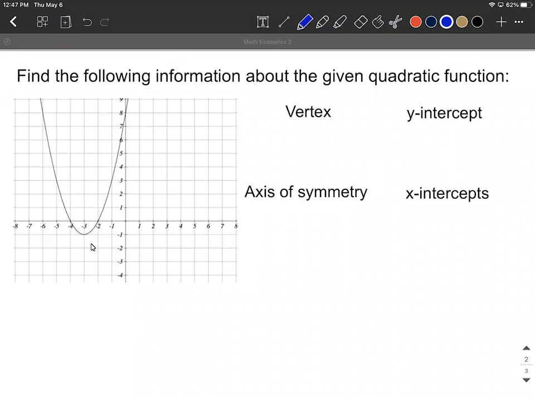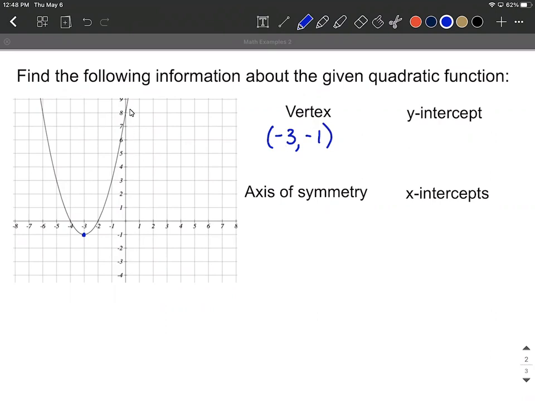The next thing is the vertex. Okay, the vertex is this very lowest point on the parabola. So identifying it's right about there, we need to make that into an ordered pair. So in this case, it's going to be 3 to the left, so -3, and down 1, so -1 for a y value.